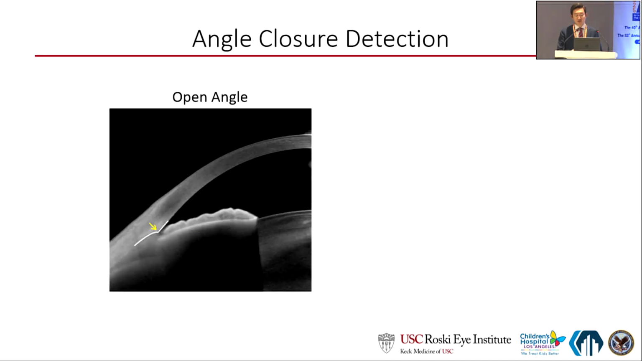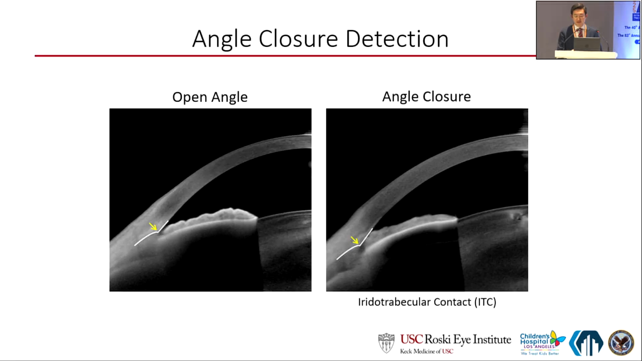And here's a representative image of an eye with an open angle. Here the scleral spur is shown with the yellow arrow, and we can see that there is no contact between the iris and the inner corneal surface anterior to this. This is an image of angle closure. What we can see is that there's contact between the TM and the iris anterior to the scleral spur, and this is iridotrabecular contact, also known as ITC.